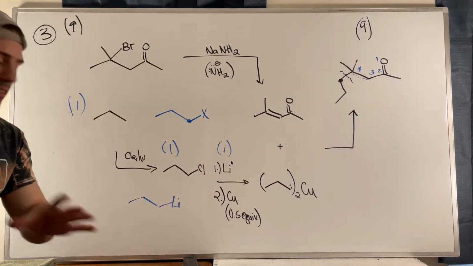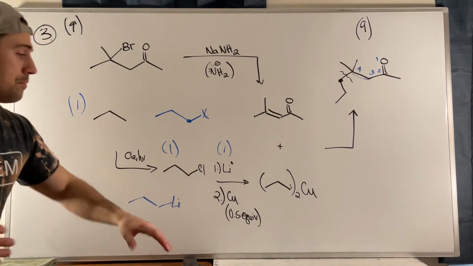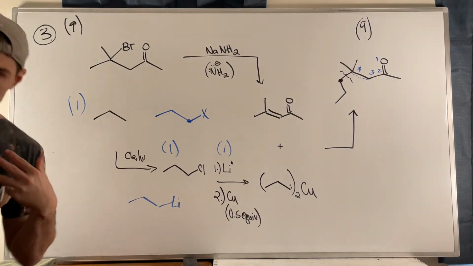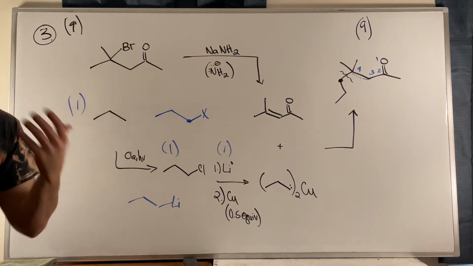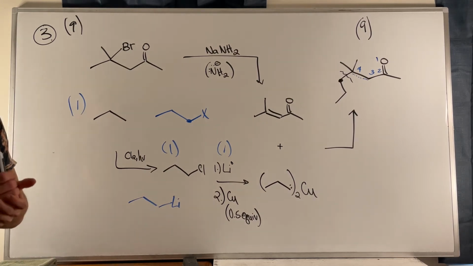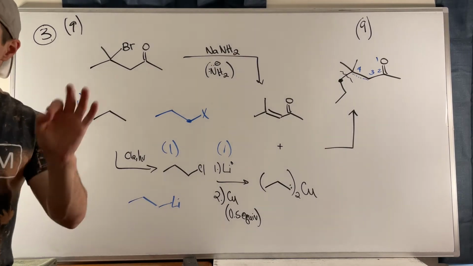Some people are big sticklers about this, which, you know, is because it's the correct thing to do. So that's why you saw it on my solutions, okay? But that explains this whole problem. It's just a 1,4 addition with a cuprate, a soft nucleophile, to an alpha beta unsaturated carbonyl. That's problem 3, gang. 2 more, 4 and 5.